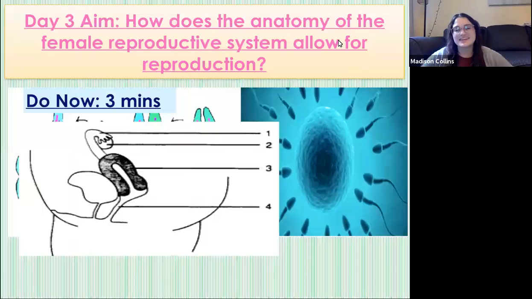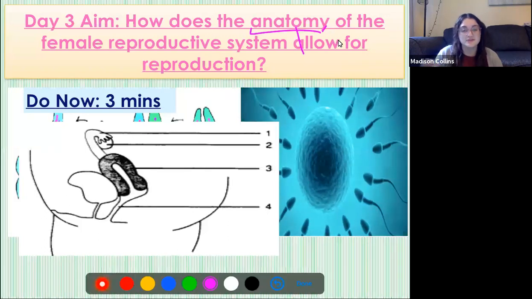Welcome back. This is day 3 of human reproduction. So today we're talking more about the female reproductive system, and specifically, how does the anatomy or the structures of the female reproductive system allow for reproduction to occur?